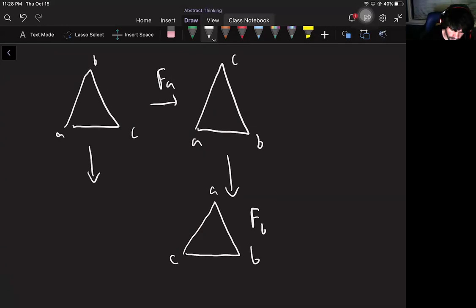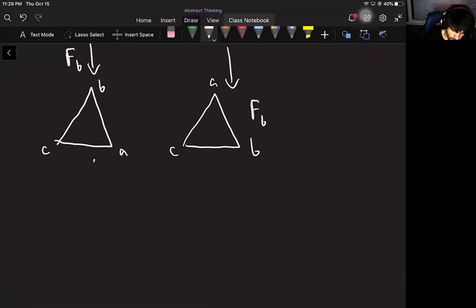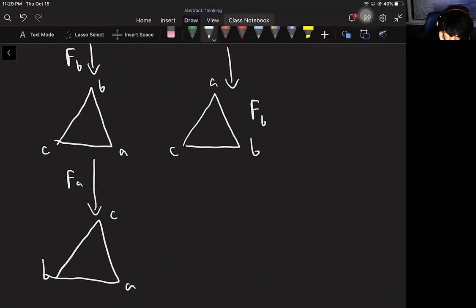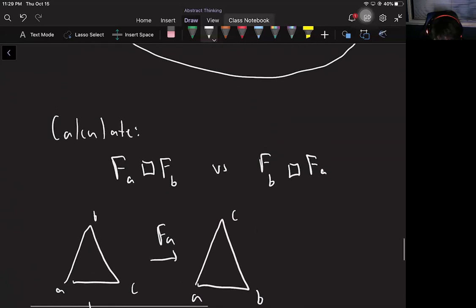Now let's do the other way. Flip over B, and then flip over A. Better be different, or I'm gonna be mad. Flip over A gives you C, B, A. Oh, thank God. Okay, it's different. Okay, so that means that this operation is not commutative. These are not the same.